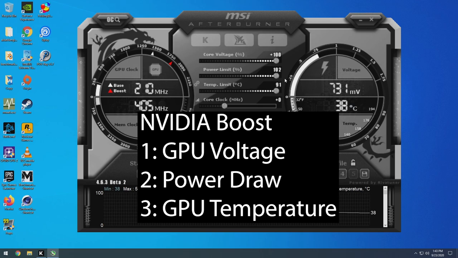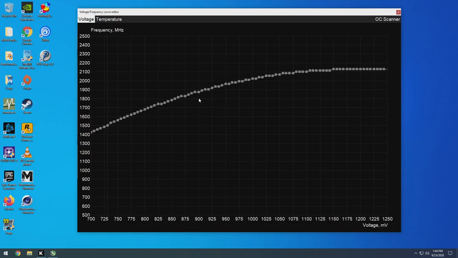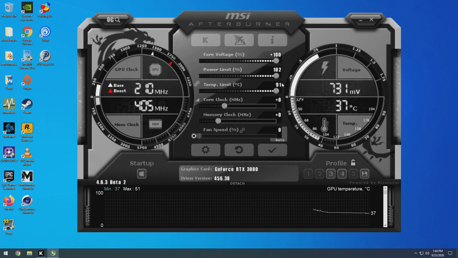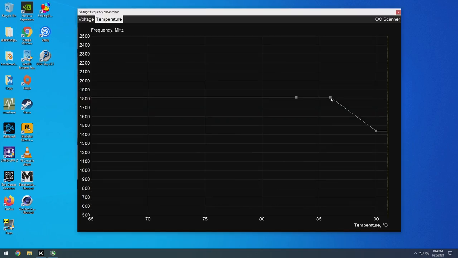Now, when one of these is reached, the video card will no longer boost higher than that frequency. So we're looking at here again, this is the graph, the curve for the default curve. If you hit 1.1 volt, this is where the video card stops at 2100 megahertz. It will not go above that because it is at voltage 1.1. Same goes with temperature. If your temperature is 91 degrees, at 86 degrees, the clock speed starts dropping down. And this is for a safety precaution here.